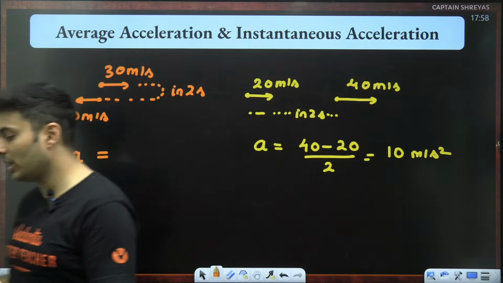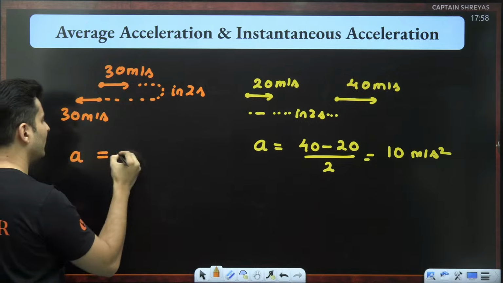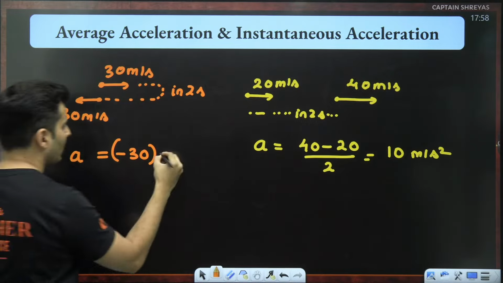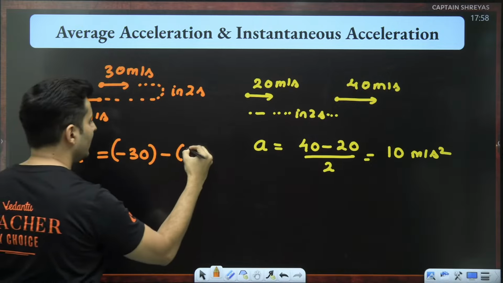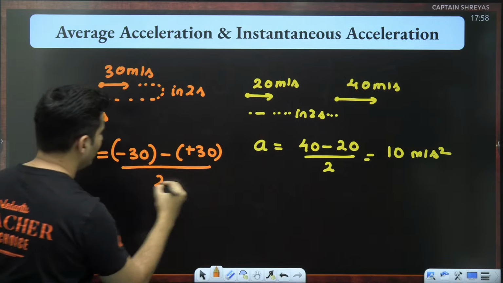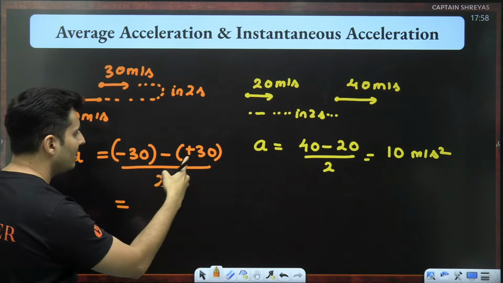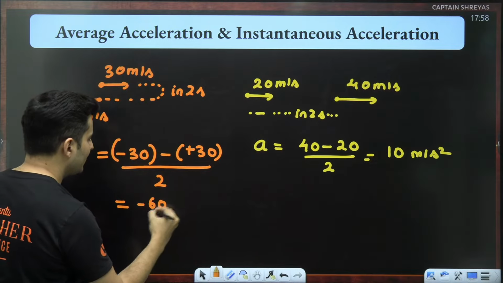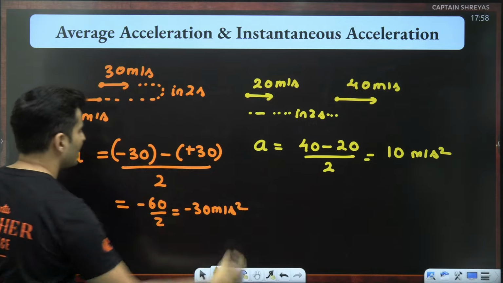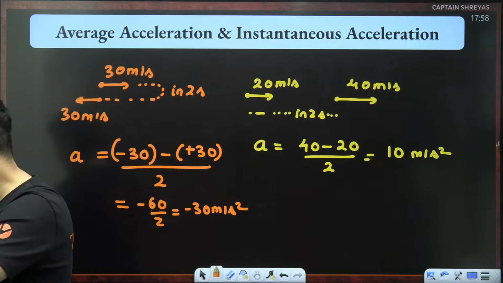In fact, you have to put it with the sign convention. So my dear students, the final velocity is not 30, it is actually minus 30 because it is going towards the negative side, minus initial velocity, which is plus 30 because you're going to the positive side, upon the total time, which is 2. So minus 30 minus 30 is minus 60. Minus 60 by 2 is minus 30 meters per second square. That is the acceleration.